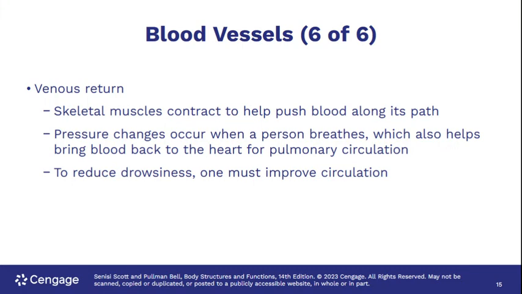Now, pressure changes can occur when a person breathes, and this is also what helps bring blood to the heart for pulmonary circulation. So if you're working out and you need oxygen, your blood pressure is going to go up, right? And that means the veins are going to return the blood to the heart a lot faster, because your muscles need more oxygen.